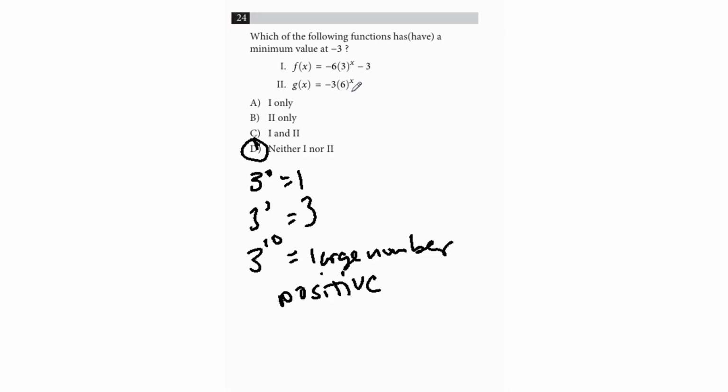And again, one more time, it's because for both of the numbers in the parentheses, when they're to the power of x, no matter what x is, it will keep increasing in a positive way. But when they're multiplied by the -6 or the -3, it will just keep decreasing in a negative value without stopping. So it has no minimum value at -3.